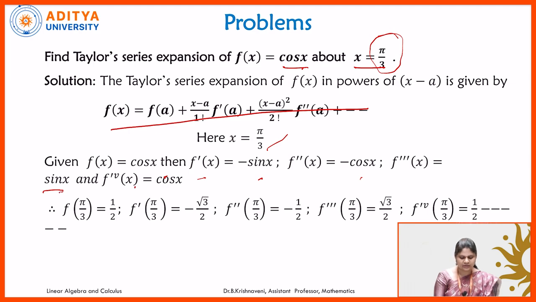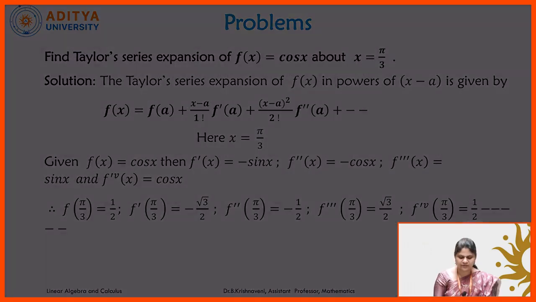So now put the x value pi by 3 in each. We get f of pi by 3 is 1 by 2, f dash of pi by 3 is minus sin pi by 3 which is minus root 3 by 2, f double dash of pi by 3 is minus cos pi by 3, that is minus 1 by 2, f triple dash of pi by 3 is sin of pi by 3, that is root 3 by 2, f fourth derivative of pi by 3 is cos pi by 3 which is equal to 1 by 2, and so on.